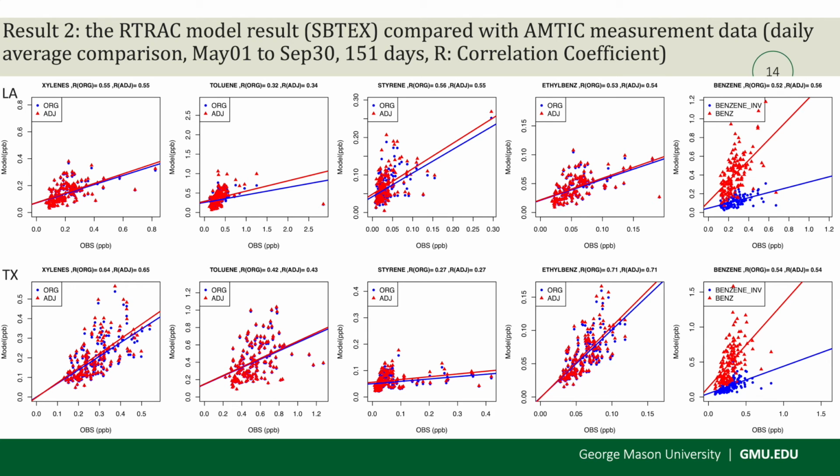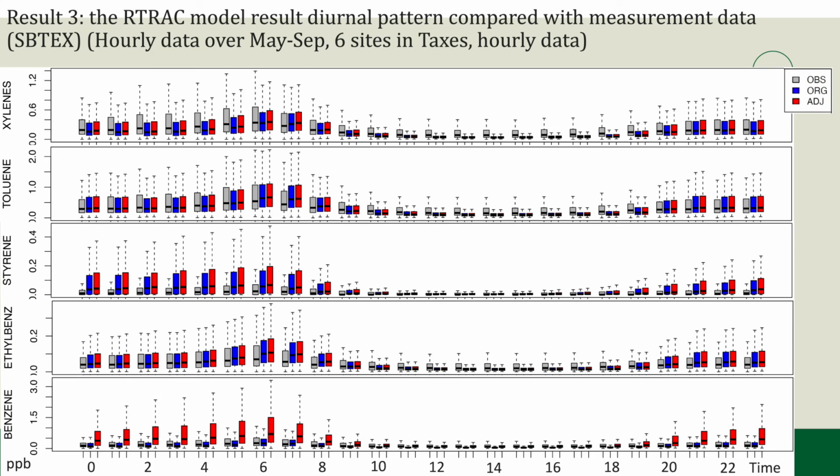Following this figure, we conclude that xylene, toluene, and ethylbenzene have better results. But for styrene, especially in Texas, it looks like it overestimates at low concentration but underestimates at high concentration. And for benzene, it looks like the benzene inventory is underestimated, and the model species benzene is overestimated.